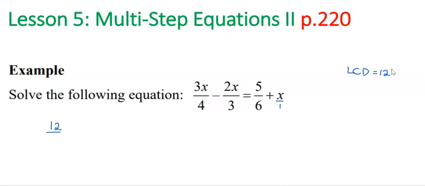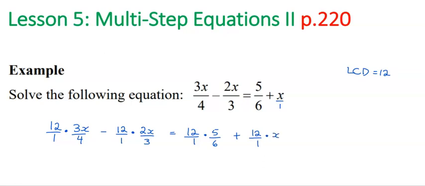So I'm going to put 12 over 1 multiplied by the first term, 3x over 4, minus 12 over 1 times 2x over 3 equals 12 over 1 times 5/6 plus 12 over 1 times x. Or you could just write it as 12 times x. And that's what I'm going to do. I'm going to make that change because I'm not multiplying to a fraction. Therefore, I don't need to put 12 over 1.